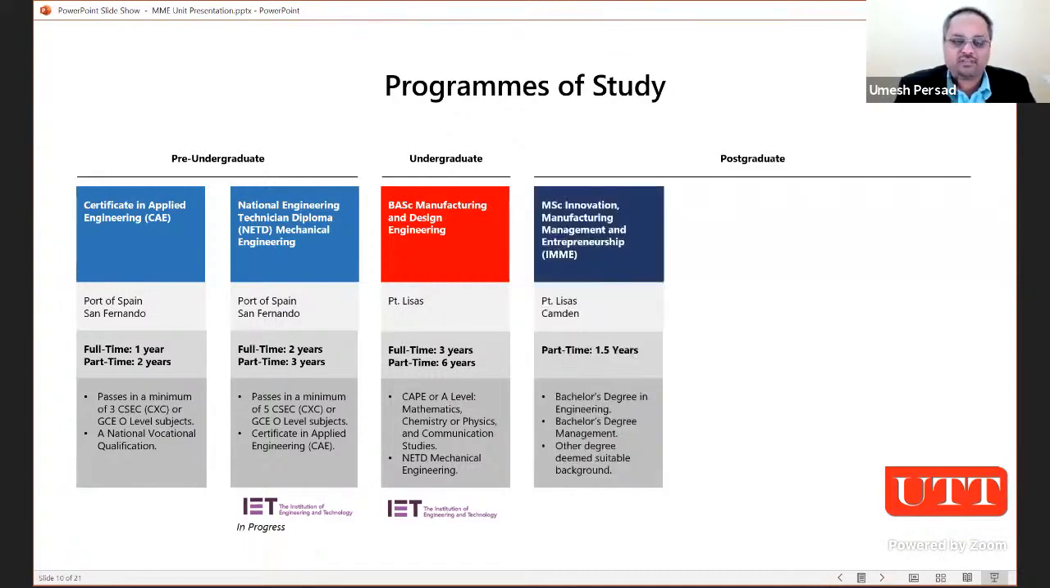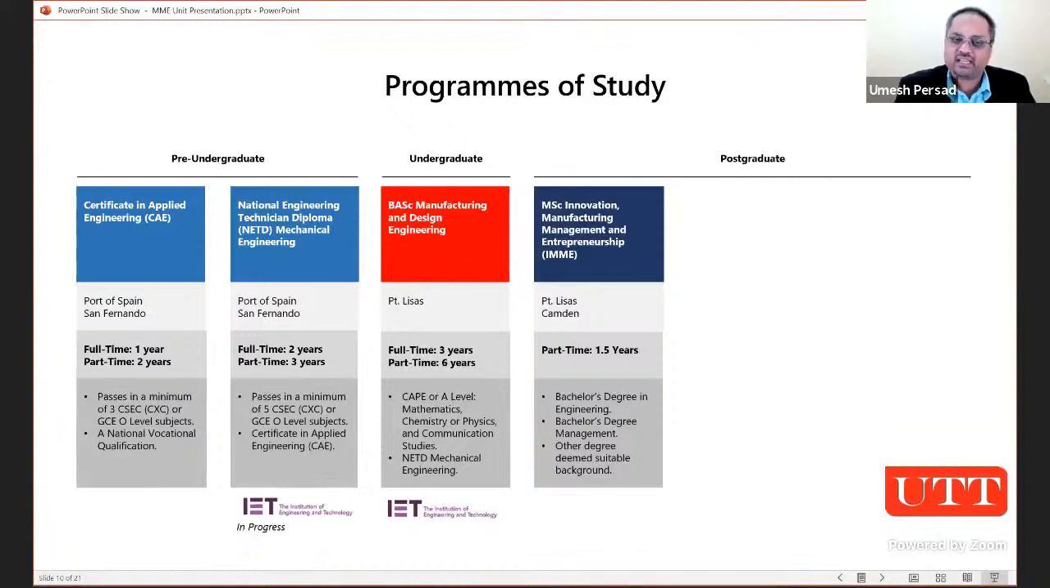Finally, at the postgraduate level, we have some programs on offer, some exciting MSc programs. First, we have the MSc IMME, the MSc in Innovation, Manufacturing Management and Entrepreneurship. And this is held at the Point Lisas and Camden campuses. It's a part-time program for 1.5 years. The entry requirement would be a bachelor's degree in engineering or in management, or any other degree that is suitable upon application. Feel free to apply.